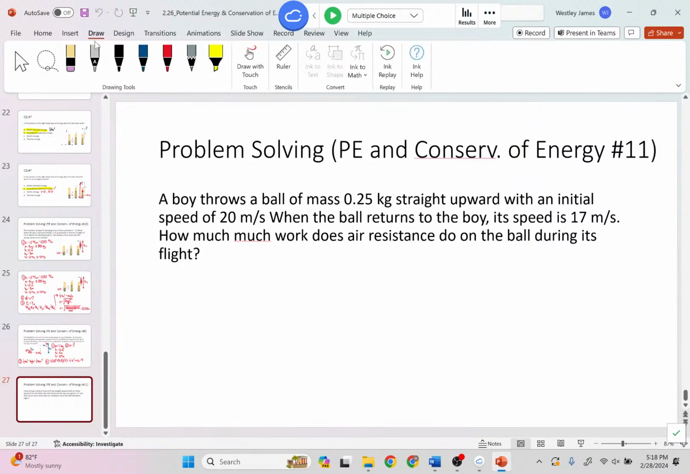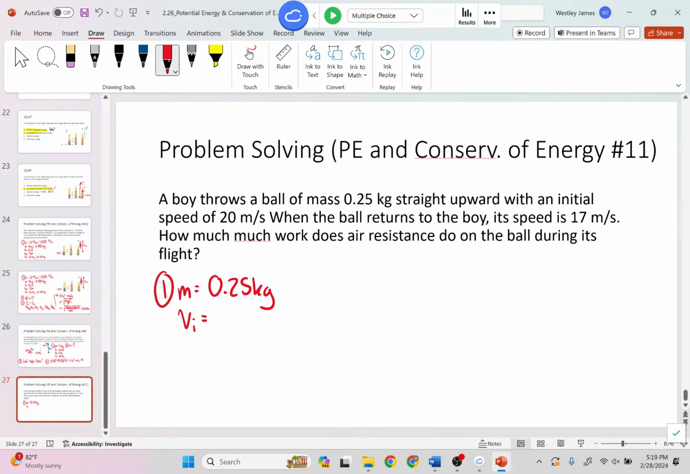All right, so let's just do this real quick, set it up, and then we'll call it good. So our mass is 0.25 kilograms. You need the mass to solve this. This problem is impossible without me giving you the mass. The initial velocity is 20 meters per second. The final velocity is 17 meters per second. We are solving for the work that air resistance does. Work air.